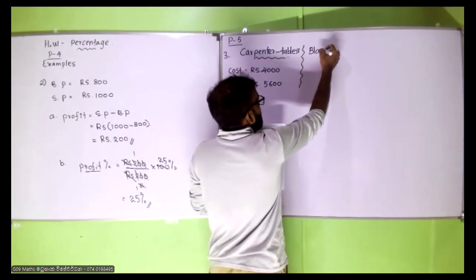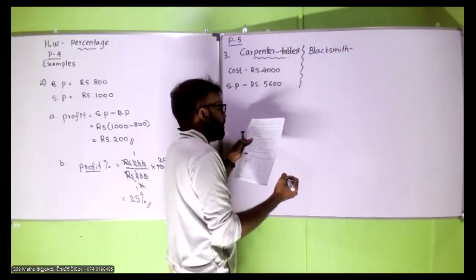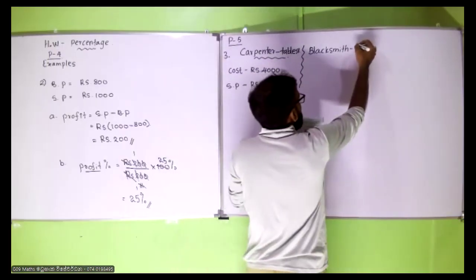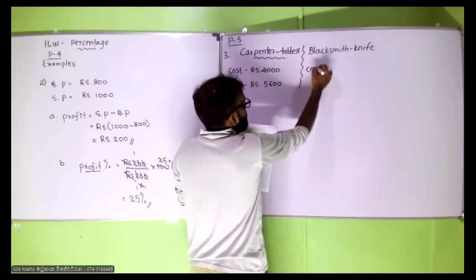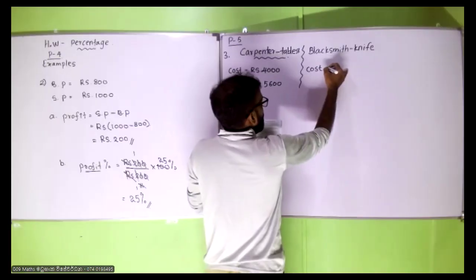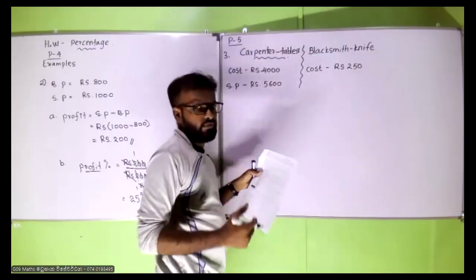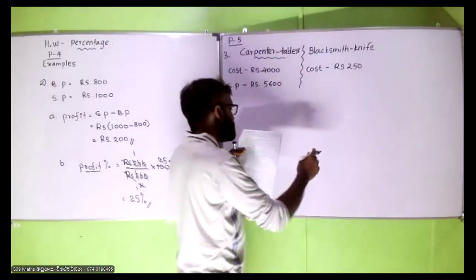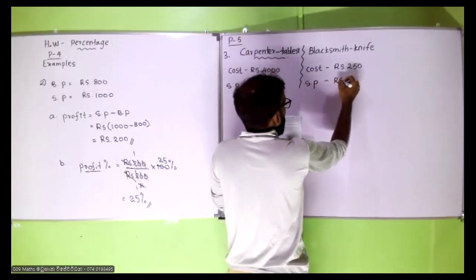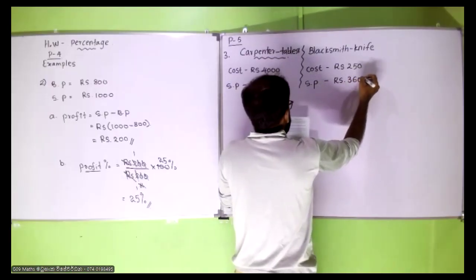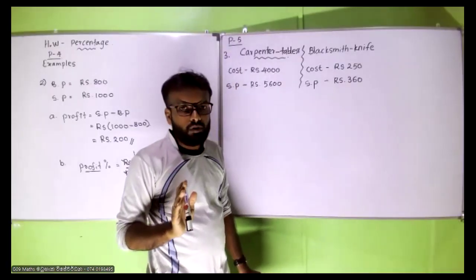Who's that? Blacksmith. Right? He is making a knife. So his cost is 250 rupees. Then the selling price is 360. Now they have given us only these two.